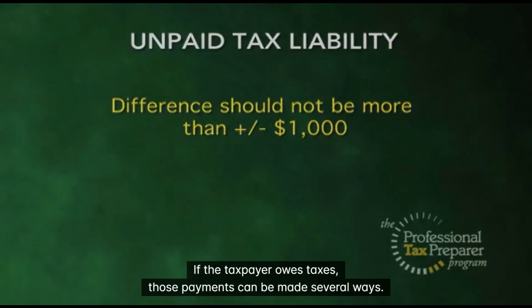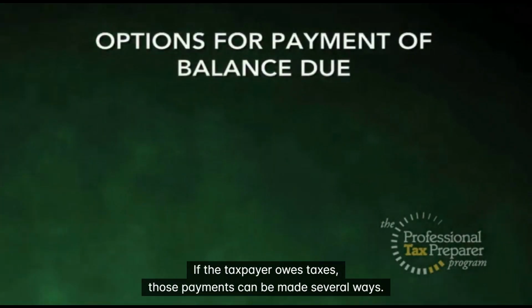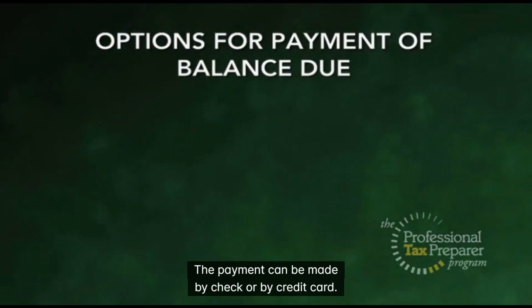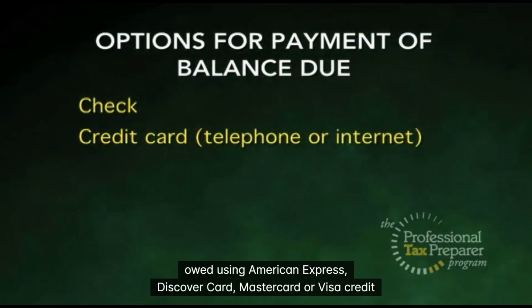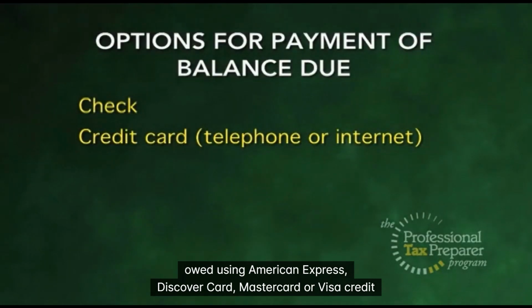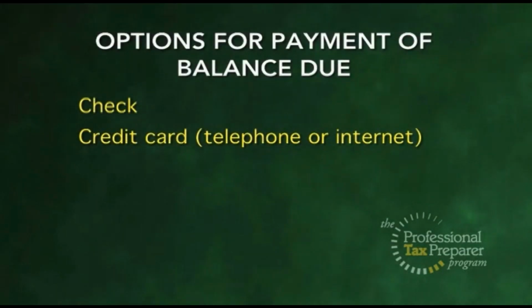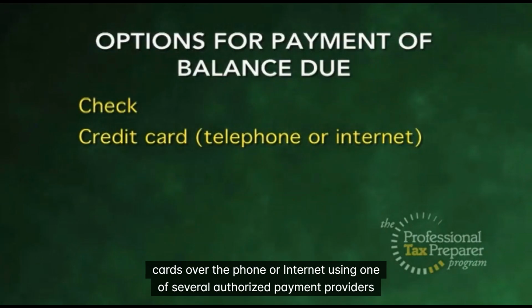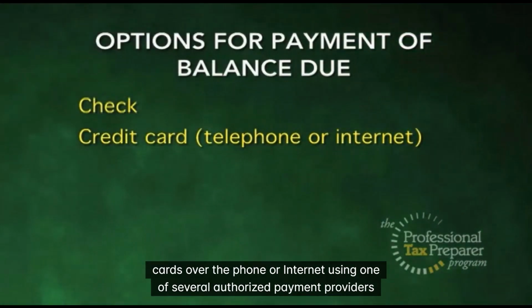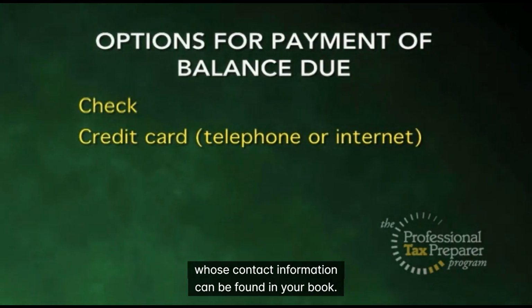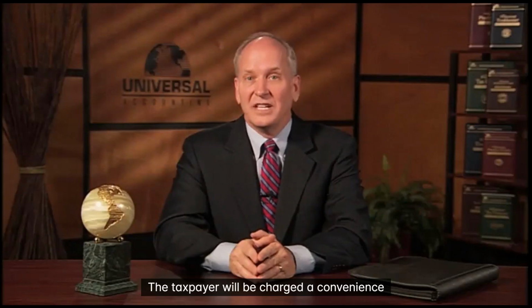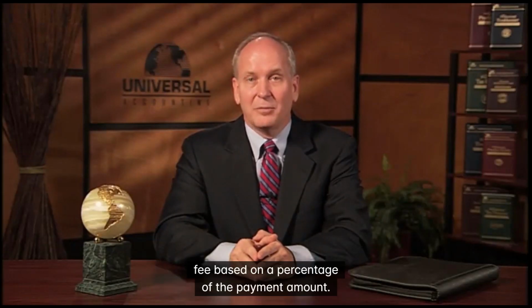If the taxpayer owes taxes, those payments can be made several ways. The payment can be made by check or by credit card. Taxpayers are also allowed to pay taxes owed using American Express, Discover Card, MasterCard, or Visa credit cards over the phone or internet using one of several authorized payment providers whose contact information can be found in your book. The taxpayer will be charged a convenience fee based on a percentage of the payment amount.